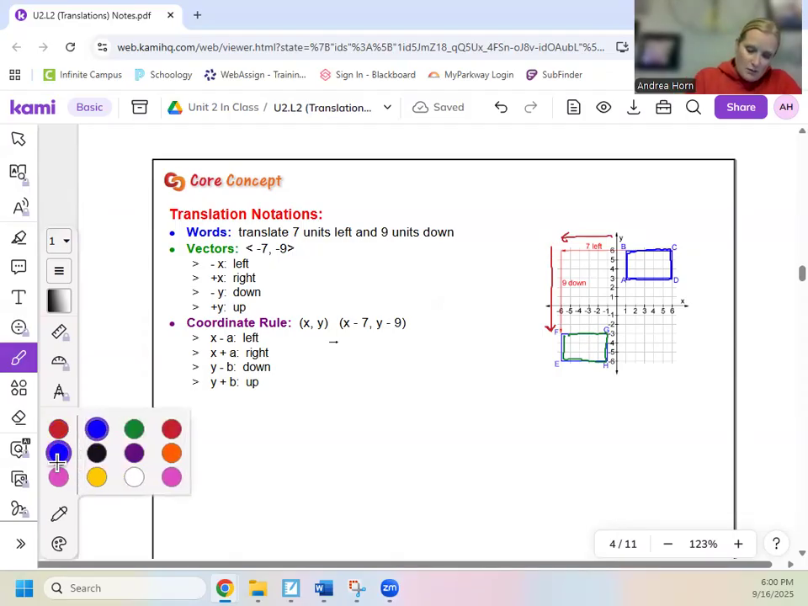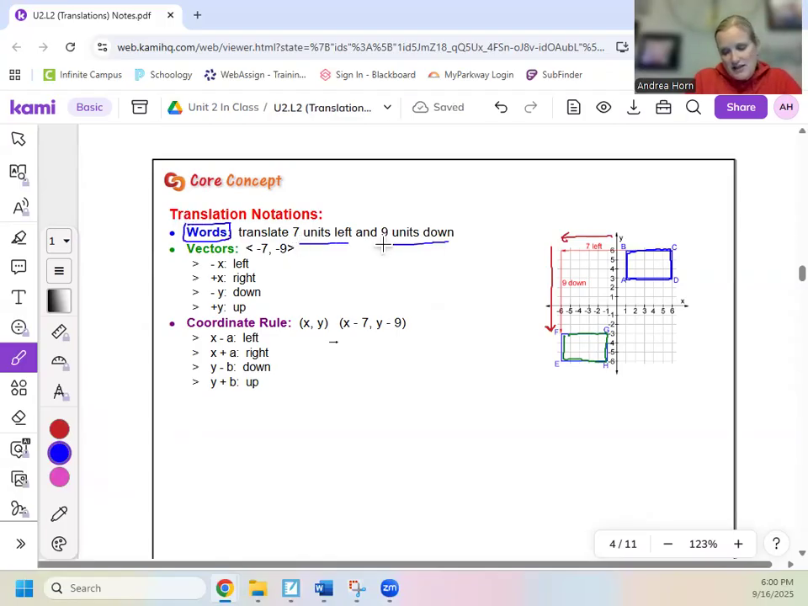The first way is in words, okay? And that's what we just did, right? We're going to translate 7 units to the left and we're going to translate 9 units down, okay? Notice that in words we get a distance and we get a direction. Our distance is the numbers, our direction is the left, right, up, down, that kind of thing, okay? Our other option is a vector.